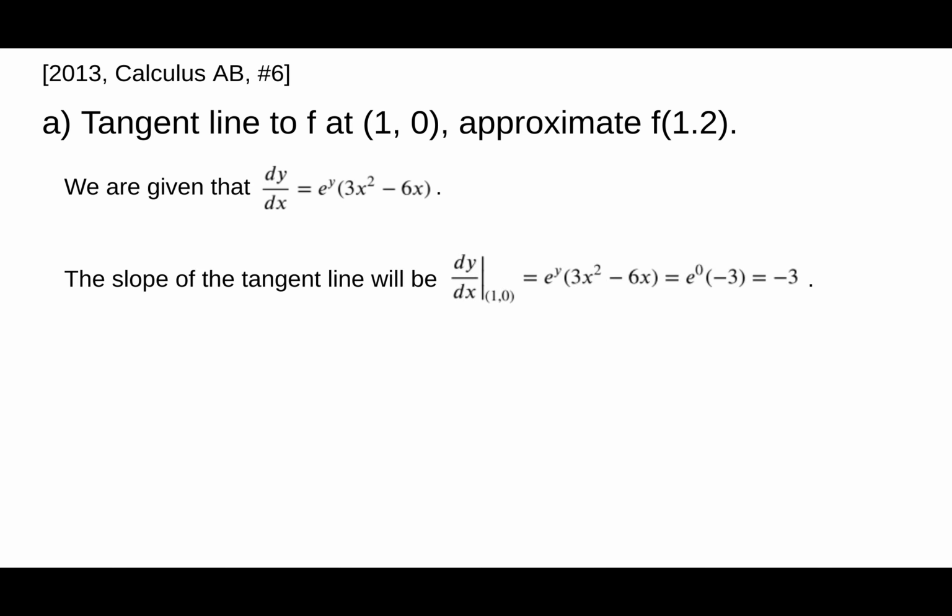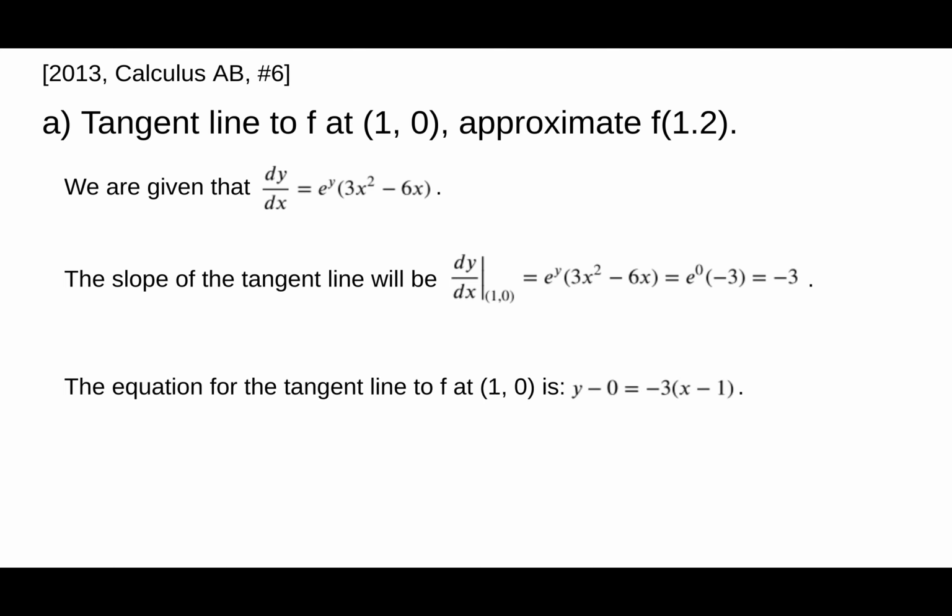So to do that, we're going to evaluate dy/dx at (1, 0). And when we substitute in those values for x and y, we get dy/dx to equal -3. So dy/dx at (1, 0) is -3, so that would be the slope of our tangent line. We also know the x and the y coordinates that this tangent line must go through. It's (1, 0), so the tangent line at (1, 0) will be y - 0 = -3(x - 1).